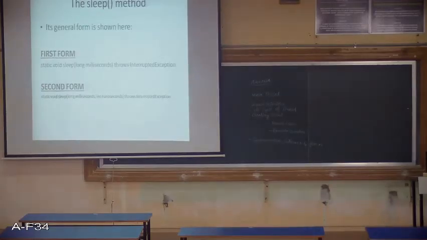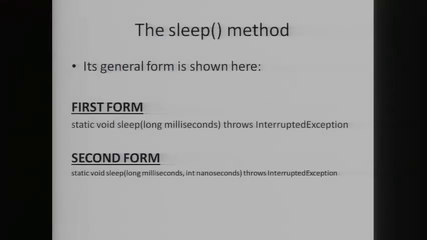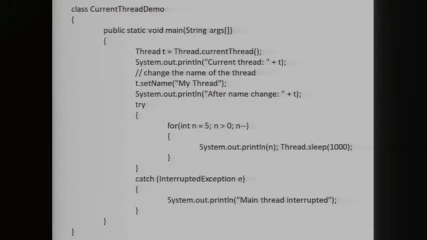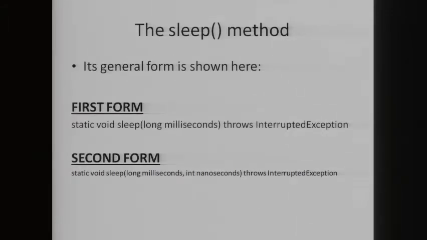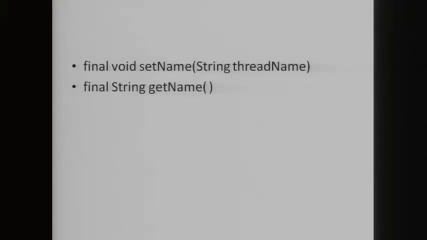As we saw in the preceding program, you can set the name of a thread by using setName. So we used the setName method to rename the thread, and you can obtain the name of the thread by calling the getName method. If we go back to the previous one, you can see that here we have used this setName method. These methods are members of the Thread class, and now let's see how to declare them. Here threadName specifies the name of the thread.